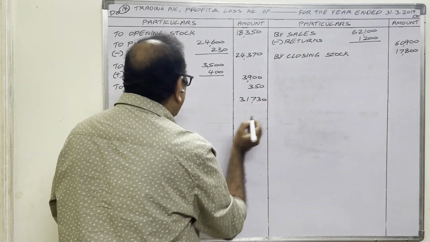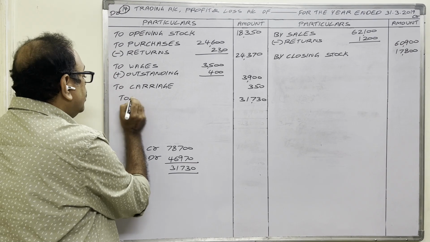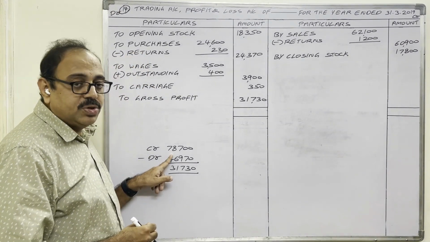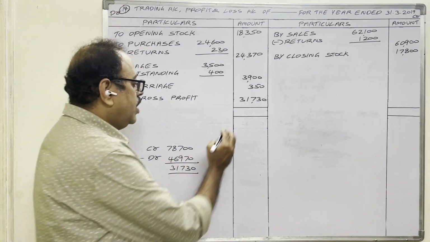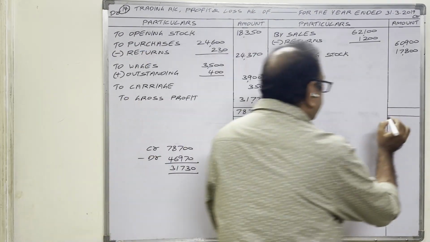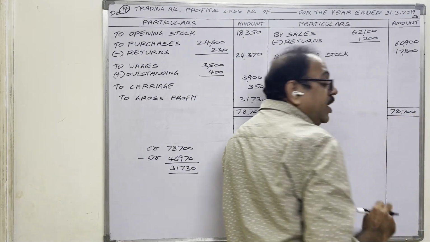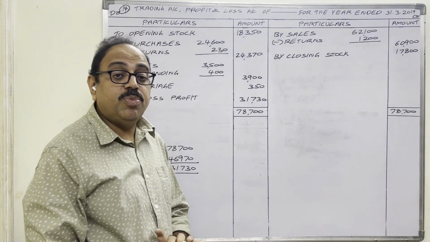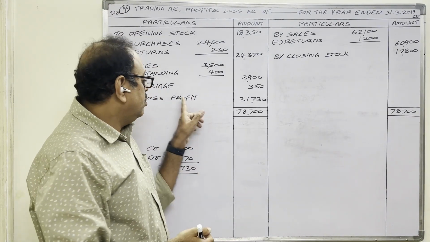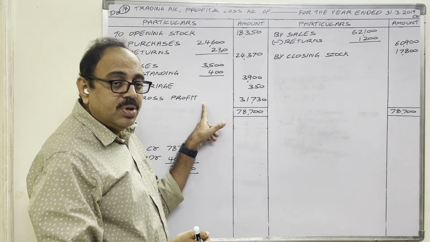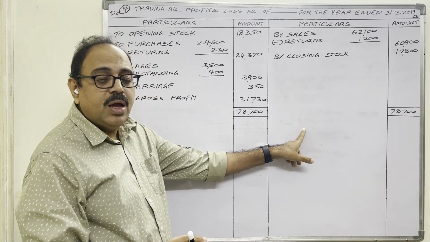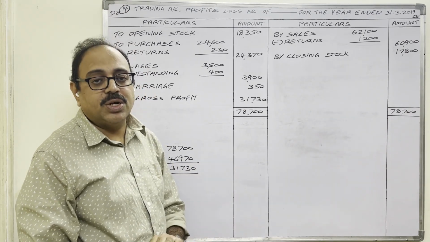For this answer, you have to write 'to gross profit'. Of the two sides, the highest total we should write: 78,700. Credit side also the same. With this, the trading account is completed. Next, the profit and loss account. The debit side gross profit has come now. That amount we should bring to the credit side and continue with the profit and loss account.